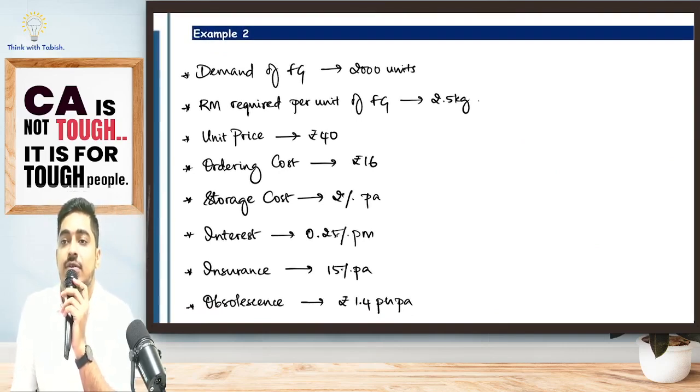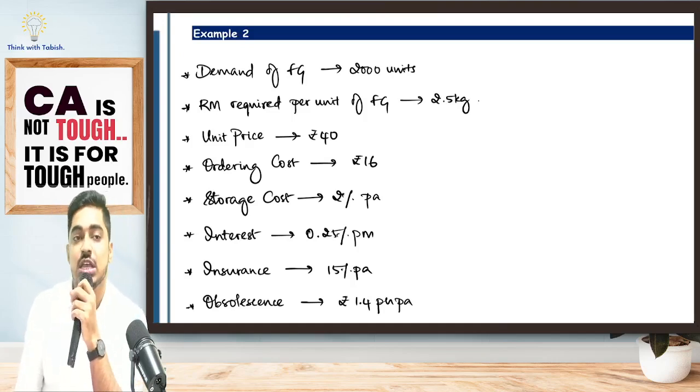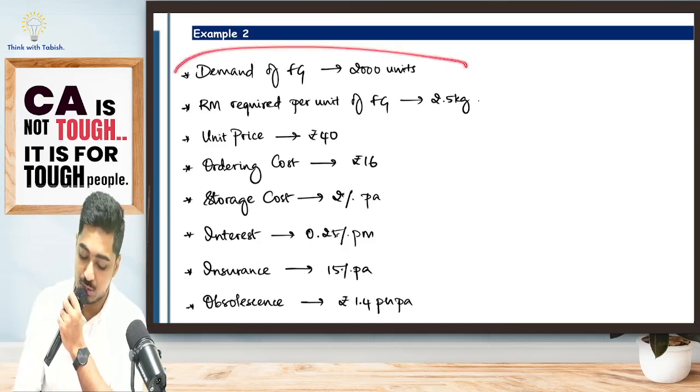I am not running away with this. It is for you only. Even if you don't write, the PDF is there with you. You can go home and write. Yes. Demand of finished goods. In 1 year, how much finished goods should I be producing?